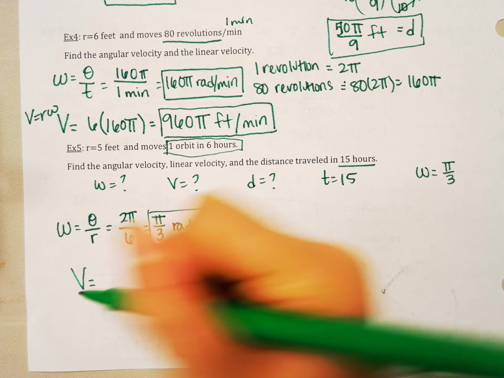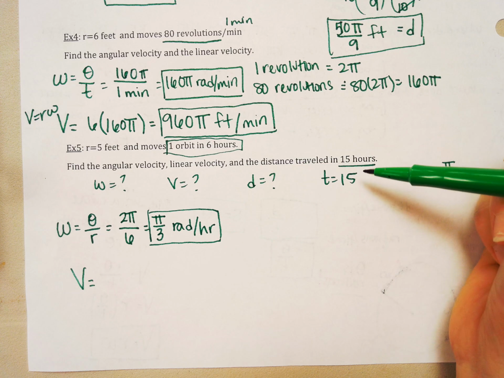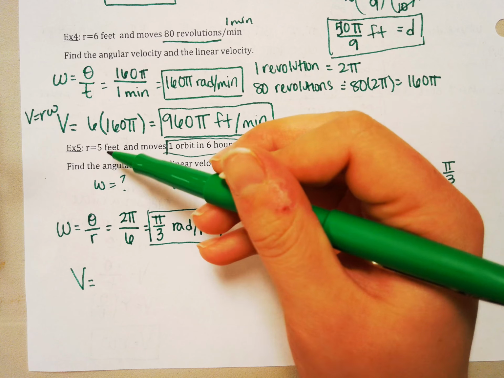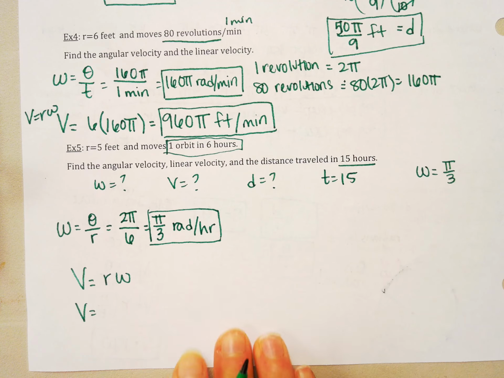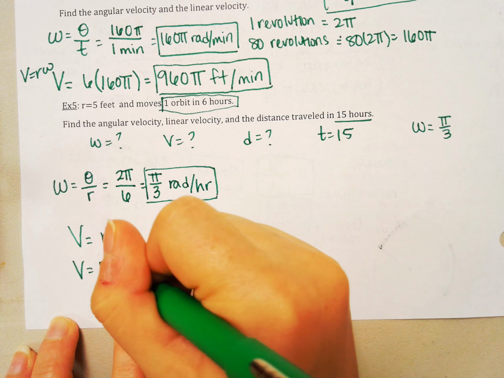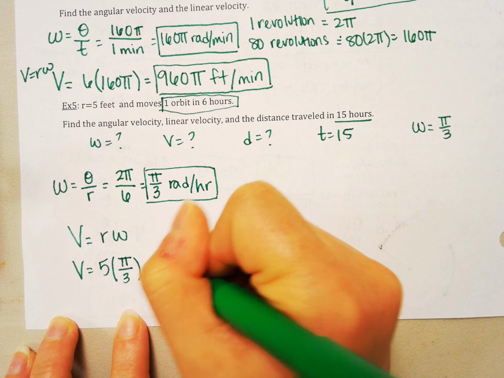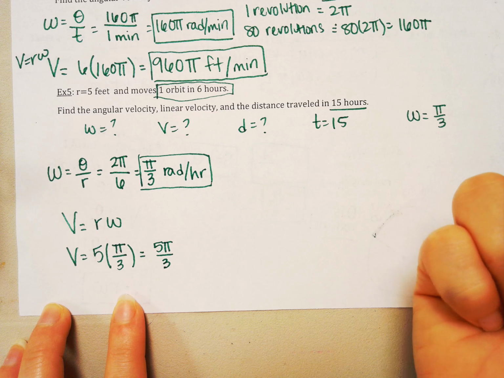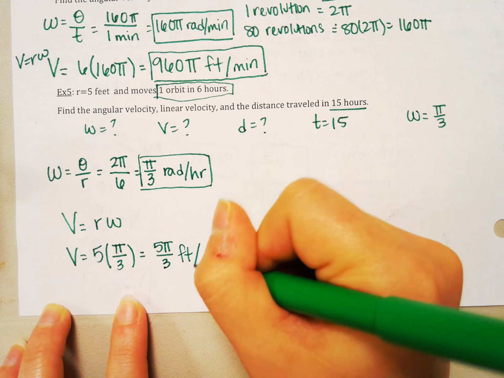My linear velocity, I could use distance versus time, but I don't know my distance. I do know some time, and this time really too, but that doesn't really help me. But I do know a radius, so I can use this formula, r times my angular velocity. My radius is 5 feet. My angular velocity I just found was pi over 3. So I can write that as 5 pi over 3. And then remember, linear velocity is like miles per hour, so ours would be feet per hour.